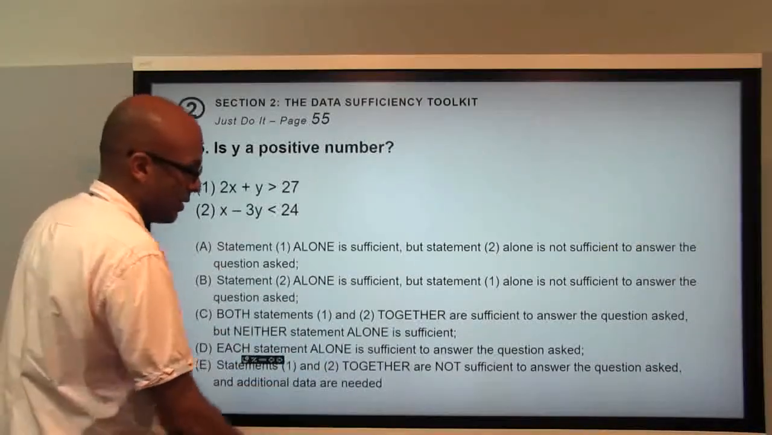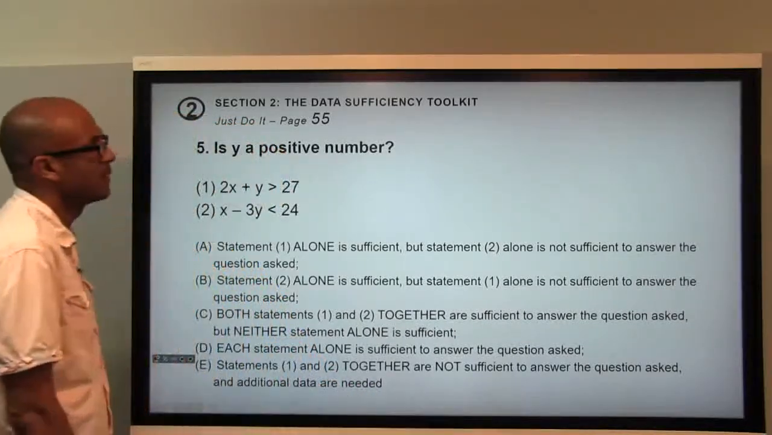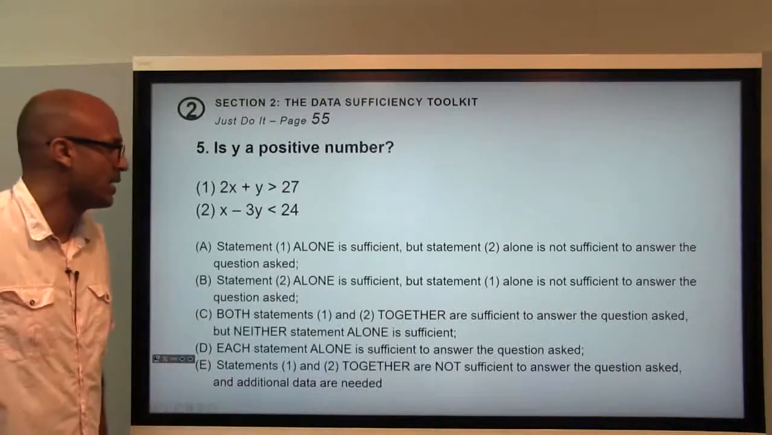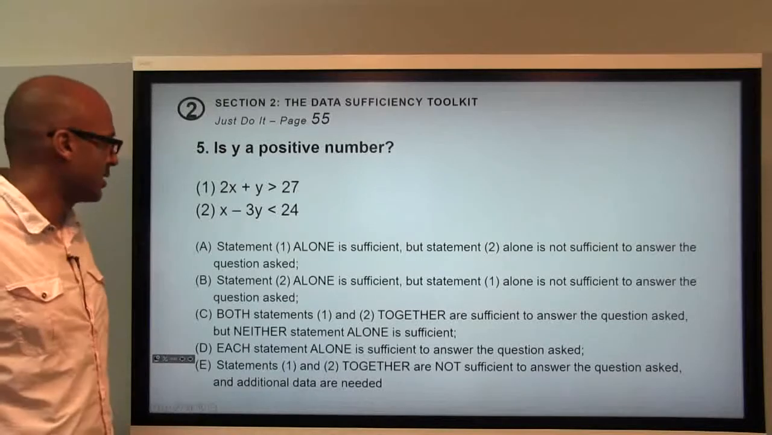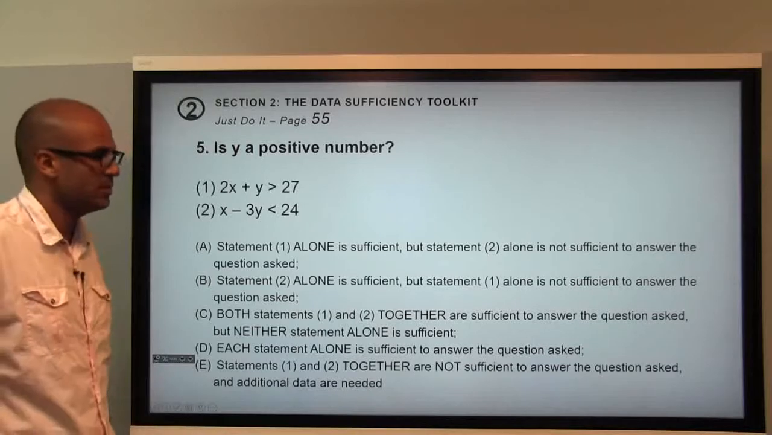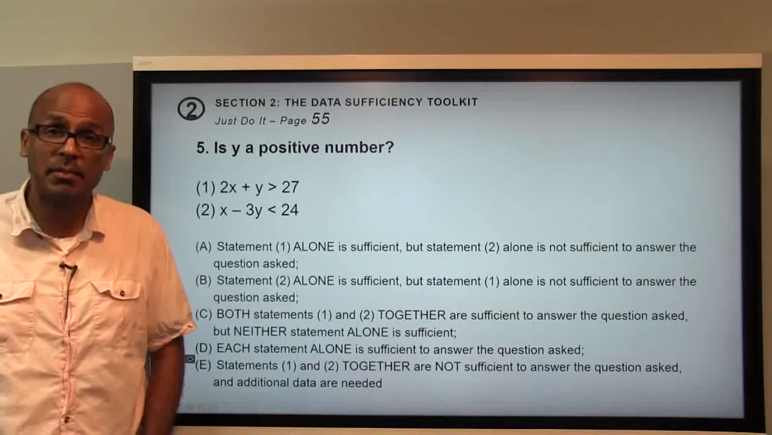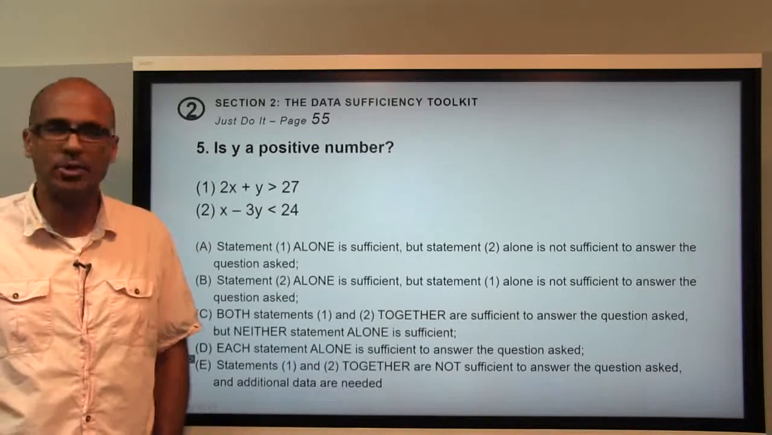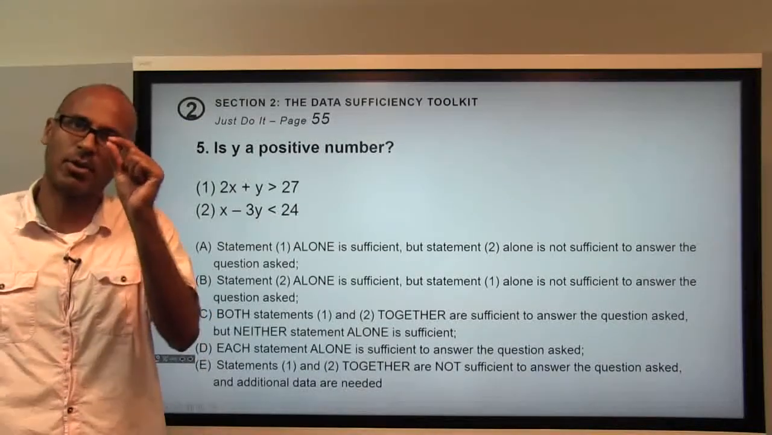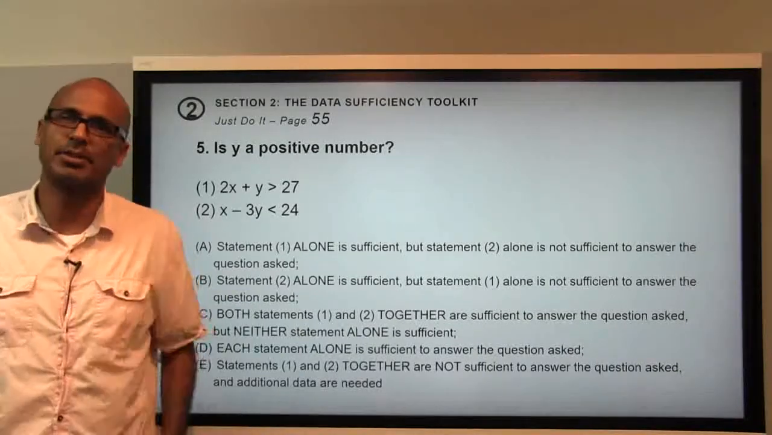All right, with that then, I want to take a look at this next question here. Notice it says, is y a positive number? Statement 1 says 2x plus y is greater than 27. Statement 2 says x minus 3y is less than 24. What answer choices should you be down to immediately on this question without doing a lick of math, but just saying, hey, I know this much about quant. I am only going to consider these options. What would they be?